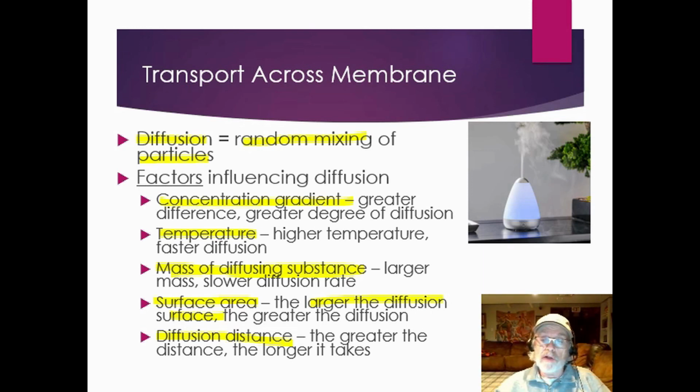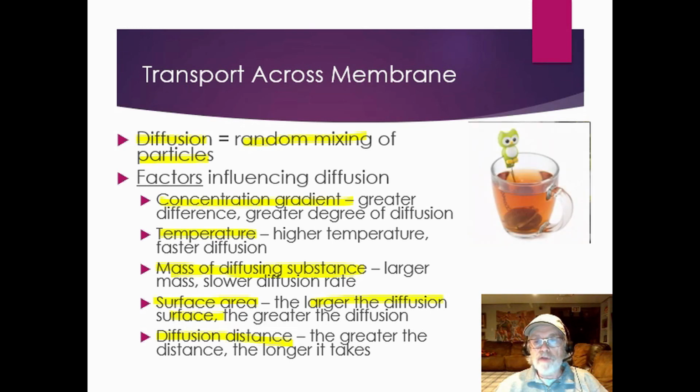So therefore it takes longer. That's why their blood oxygen levels are lower. Makes sense. Okay, so concentration gradient, temperature, the size of the diffusing substance, mass, the surface area over which they can diffuse, and the diffusion distance all make a difference in regards to how things diffuse.